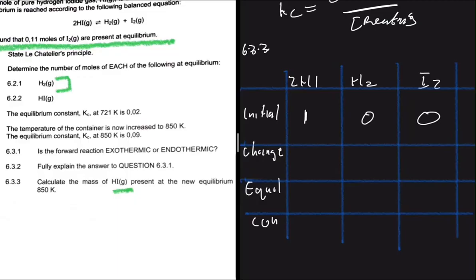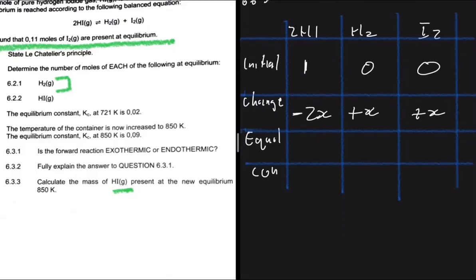We know that for the reactants you have to subtract. So let's say minus 2x. If this is minus 2x and we have a balancing coefficient of 2, then for H2 it should be plus x, because the balancing coefficient there is 1, and then plus x again. And then at equilibrium, for HI we're going to have 1 minus 2x. For H2 we're going to have 0 plus x, and then 0 plus x.